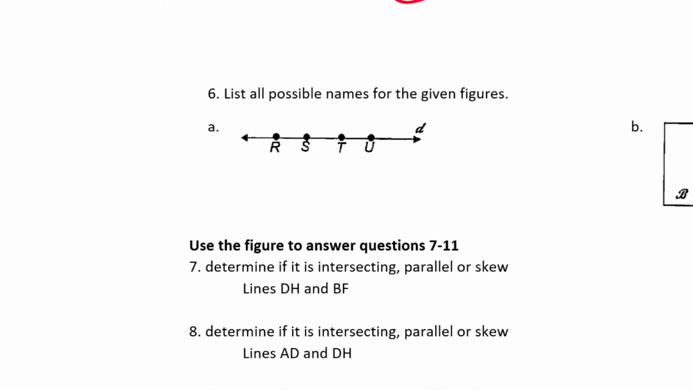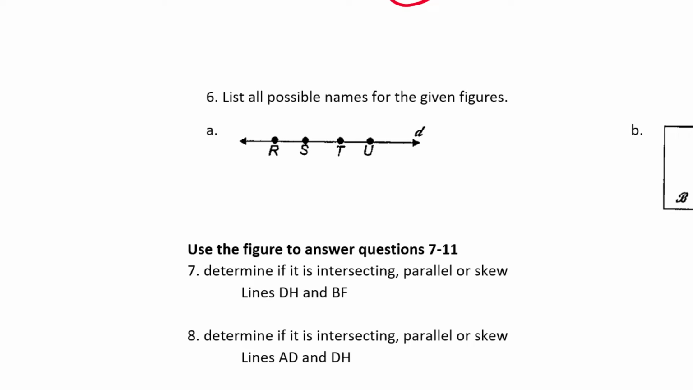Okay, number 6 says list all the possible names for the given figure. So there are 13 different ways to name this line here on 6A. There's 13 ways. So what I want you to do right now is I want you to try to come up with all 13 ways to name this line. So go ahead and do that. All 13 ways to name that line. Line D. Okay, you just jumped right on the first one. There you go. So that's the easy way to name it, is line D.